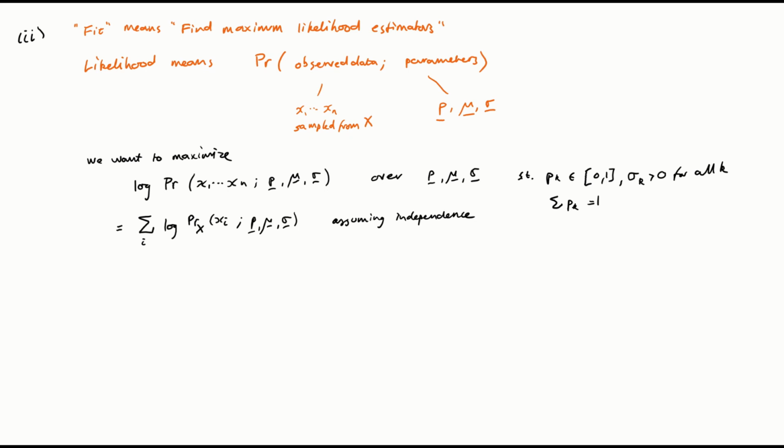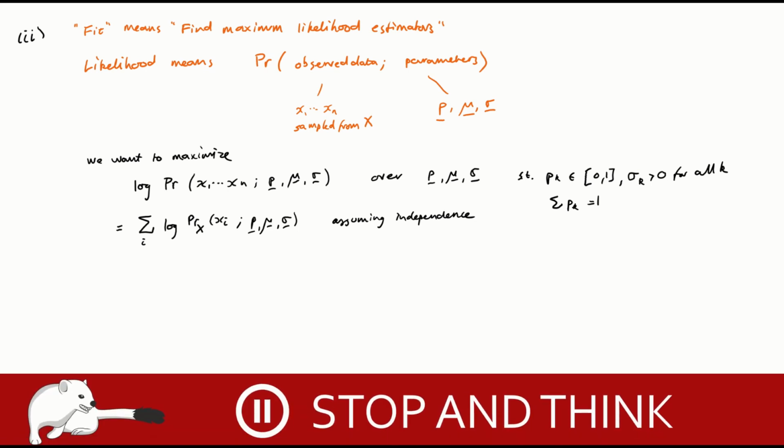What makes this thing tricky, though, is that we're trying to do a constrained optimization. We're not free to choose totally arbitrary parameters p and sigma. We've got to choose p to be a probability vector. We've got to choose sigmas to be positive numbers. So how do we optimize over a constrained domain? There's time for you to stop and think and figure out how you would implement this optimization.